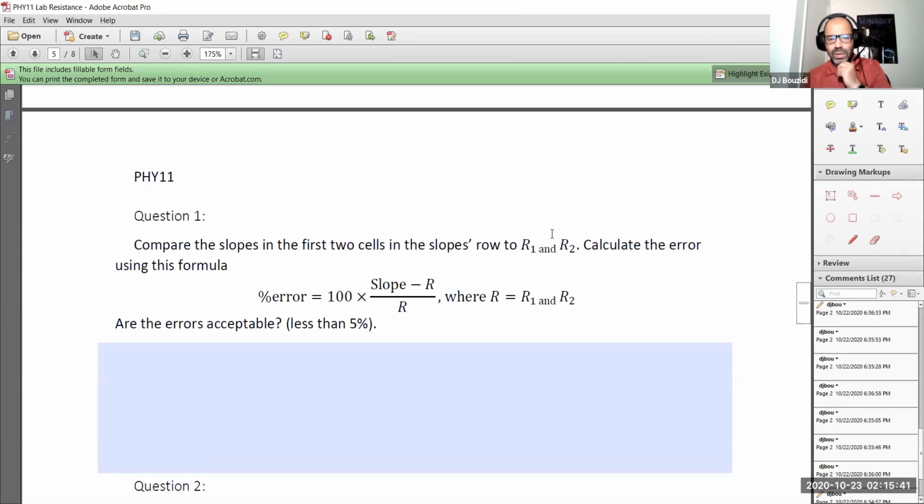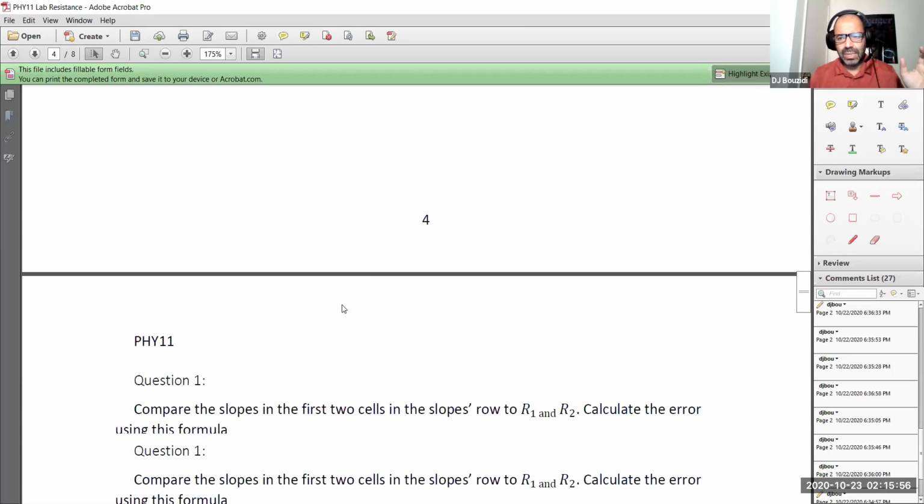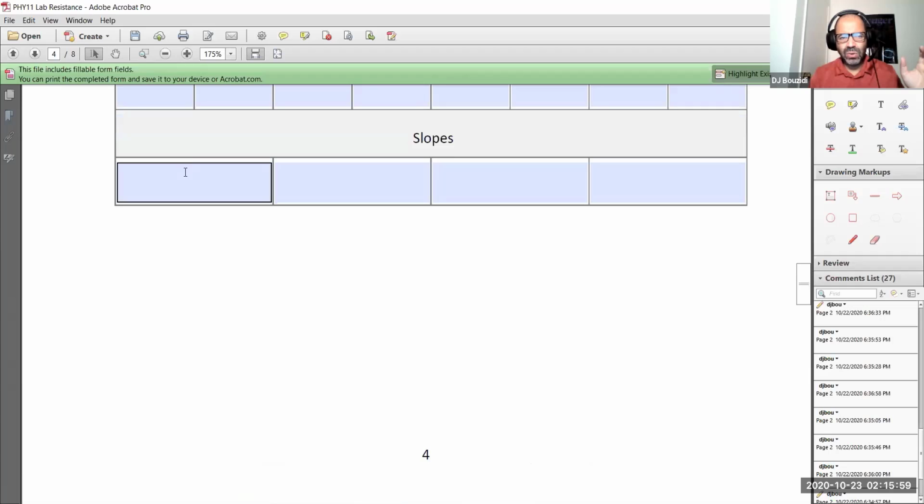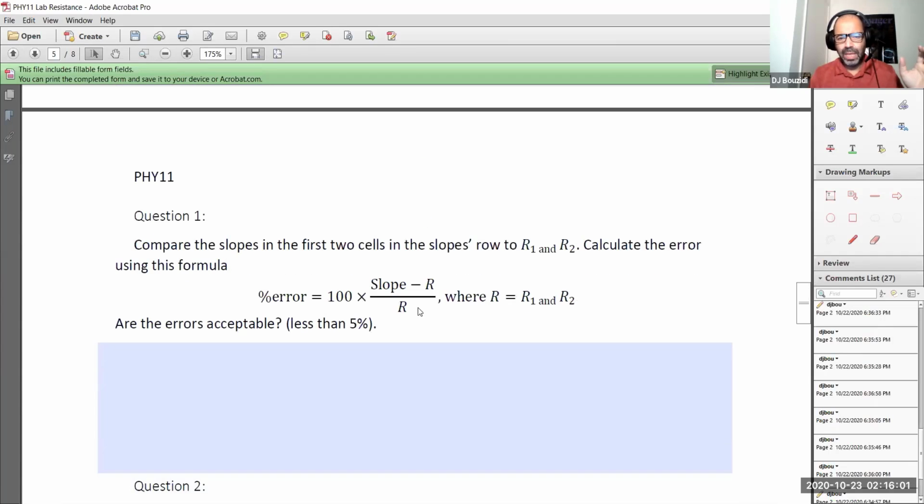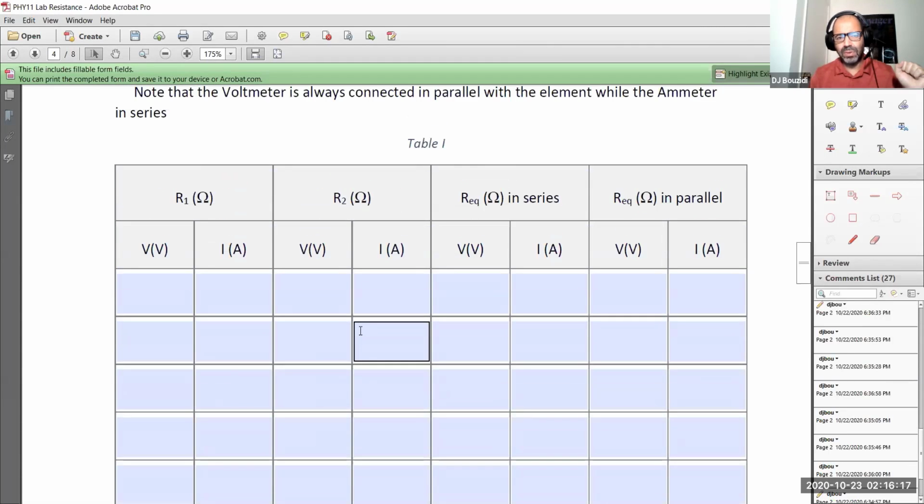Then we have a bunch of questions now. You're going to find R1 is supposed to be 5 ohms. R2 is supposed to be 10 ohms. This slope should be close to 5. This should be close to 10. So what you do in this case is you take this slope, whatever that value is, minus 5, and you divide it by 5, and you multiply by 100. Don't forget to take it in absolute value. And you tell me, is the error less than 5% or not? If the error is more than 5%, something went wrong. You need to fix it, because I know this lab should be very accurate.